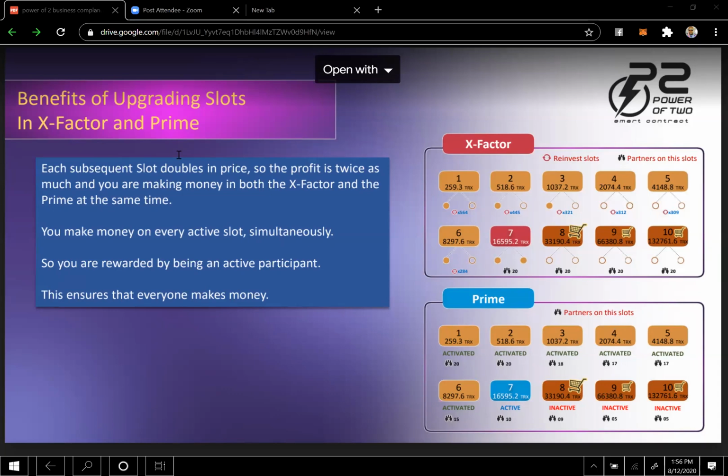Now, the second option is the system will tell you, hey, you can go ahead and upgrade, and you will be in X Factor and Prime, and you will not go into the power line. Anybody that pays right away does not go to the power line. You go into the X Factor and the Prime right away. Only the free members go to the power line, basically.